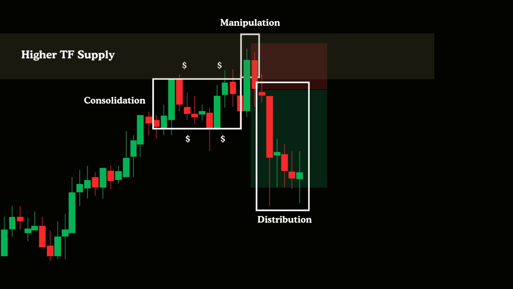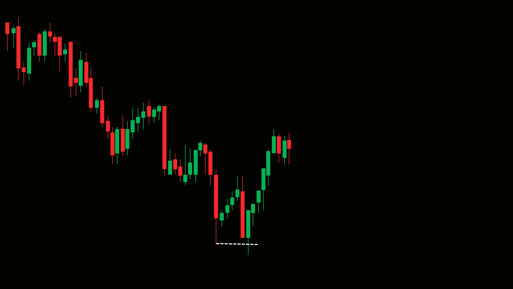That's why it's crucial to blend multiple trading ideas together to build more informed and reliable trading decisions. Now let's review another scenario. In this case, we're analyzing GBP/JPY on the 4-hour time frame.